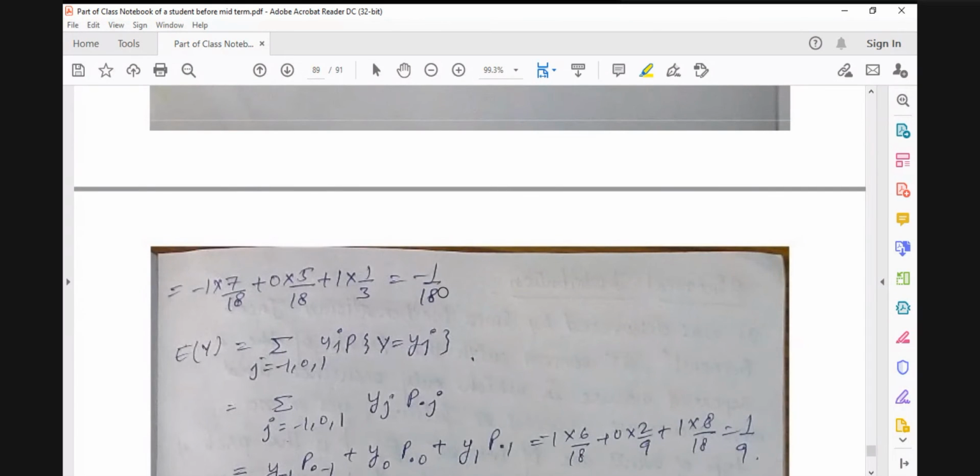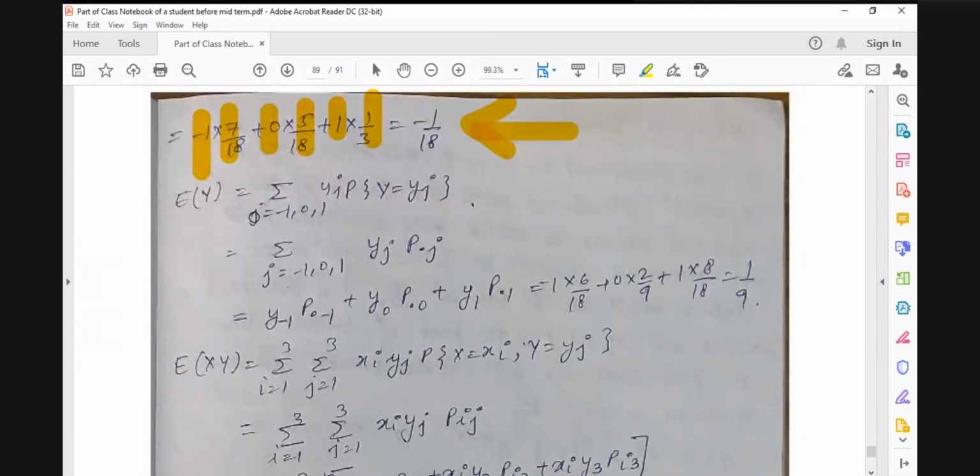you will get this: minus 1 into the probability of random variable x at minus 1, 0 into the probability of the random variable at 0, 1 into the probability of the random variable x at 1. These three values, 1, 0 and minus 1, are the values taken by the random variable x. We multiply these values by their corresponding probabilities and add, and we get minus 1 by 18 as the expectation of x.